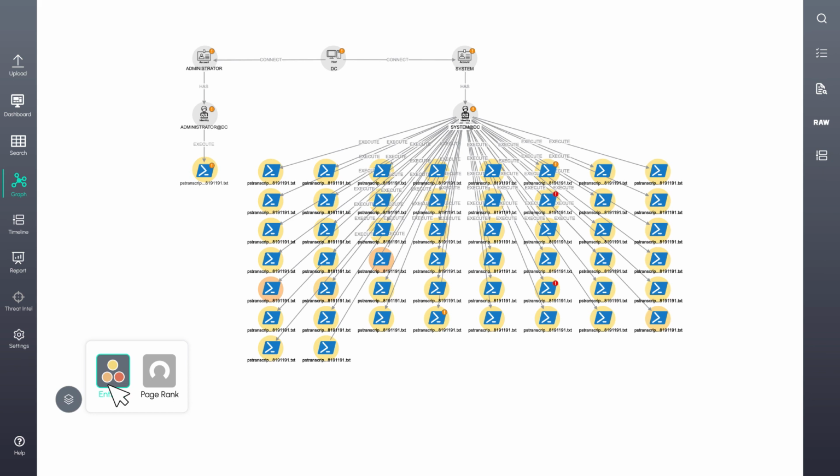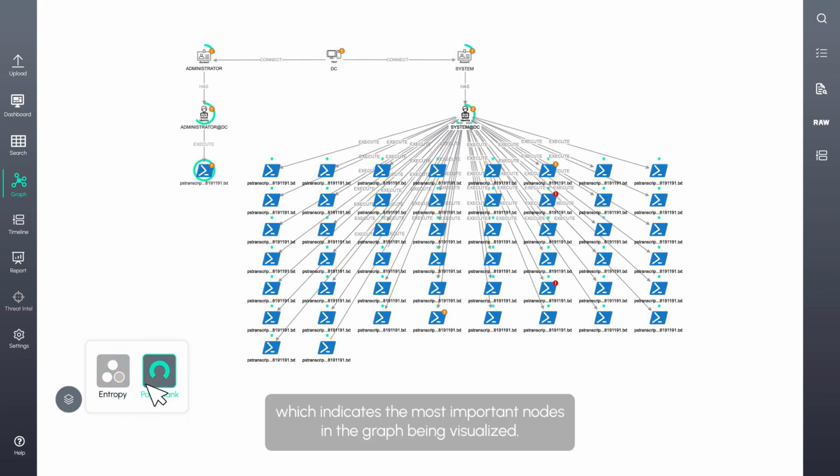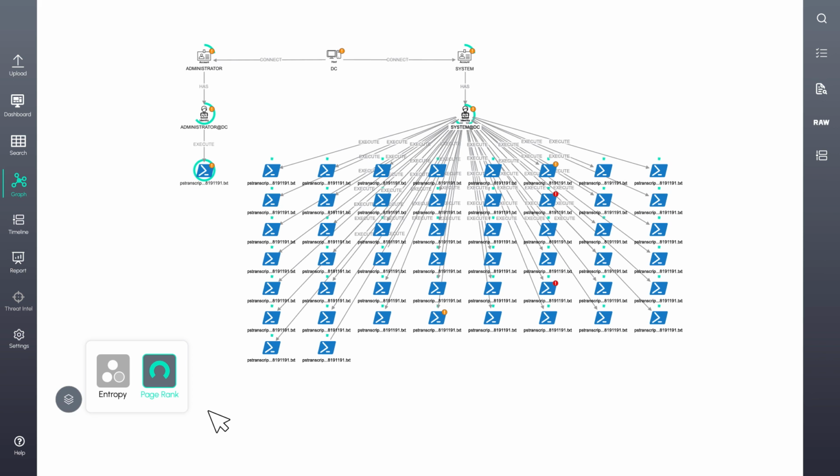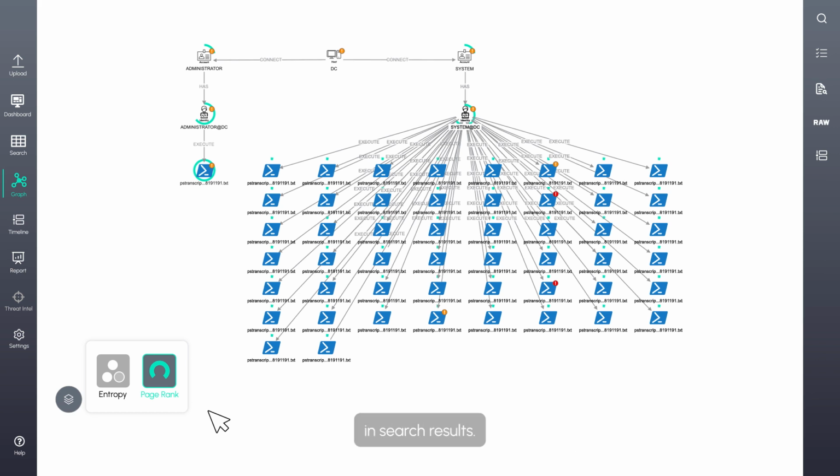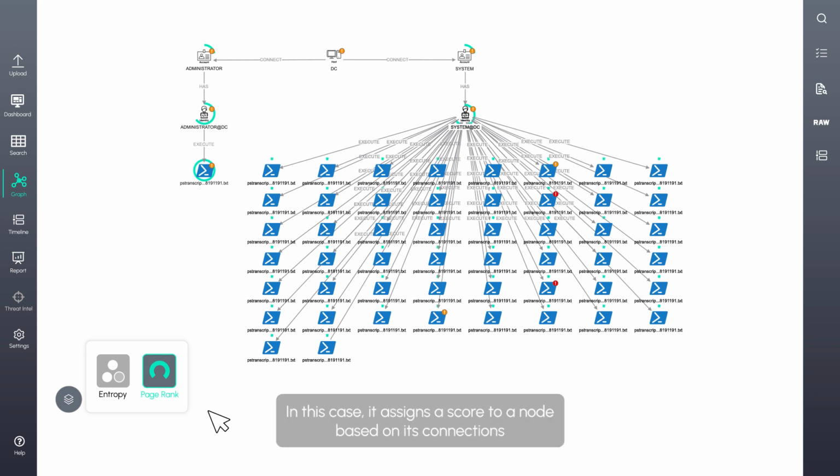a set of binaries. Another important layer is the PageRank layer, which indicates the most important nodes in the graph being visualized. The PageRank algorithm is used by Google Search to rank web pages in search results. In this case, it assigns a score to a node based on its connections and the connections of its connections. PageRank is a way to measure the importance of nodes in a directed graph.